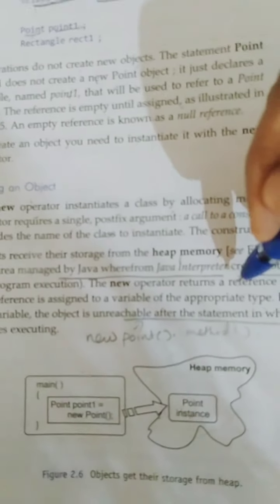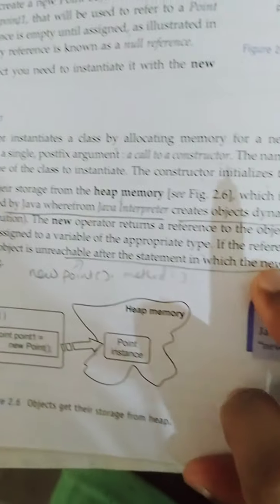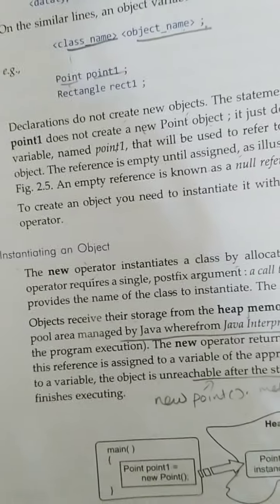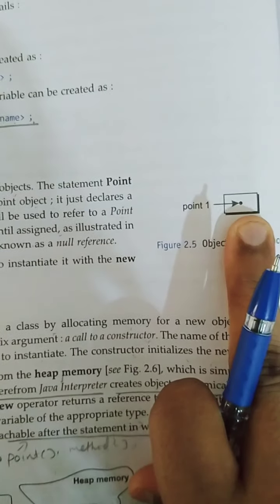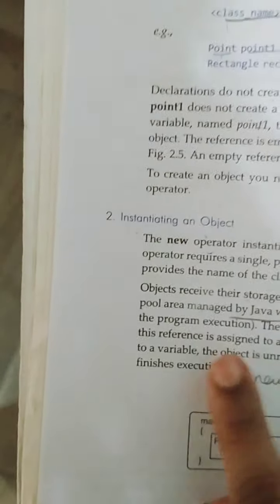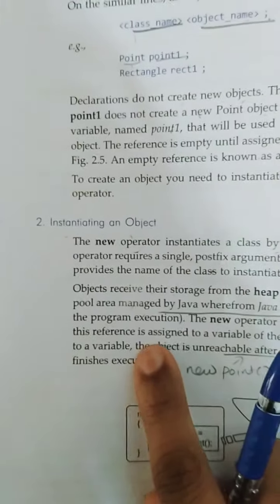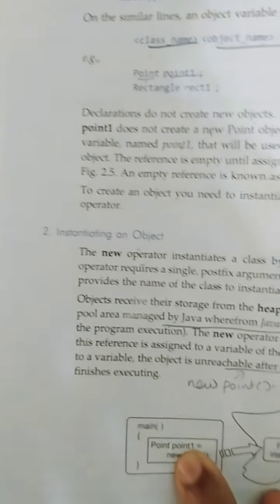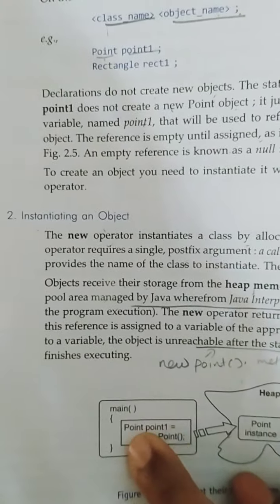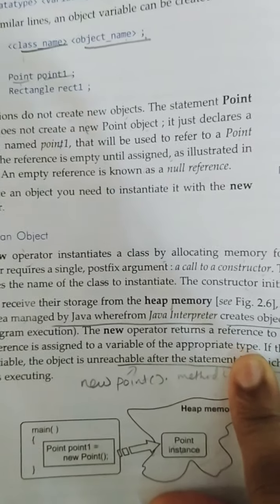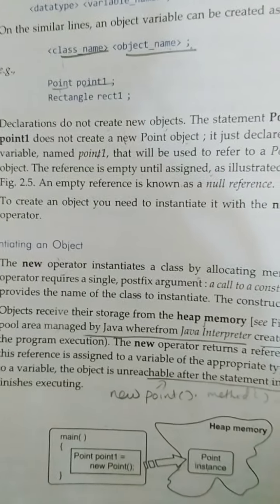The new operator returns a reference to the object it created. See, it is point1 as the object reference. Point1 is your object name. Often this reference is assigned to a variable of the appropriate type. That is, point1 is a variable assigned to the appropriate type, Point.